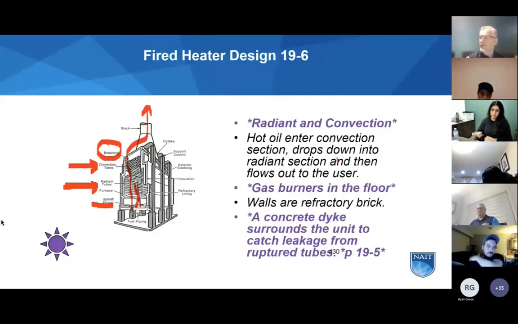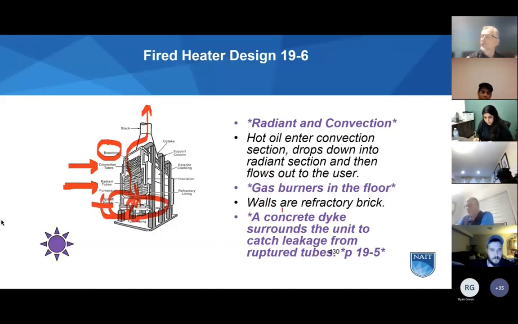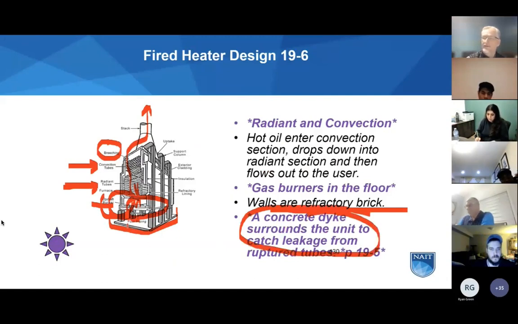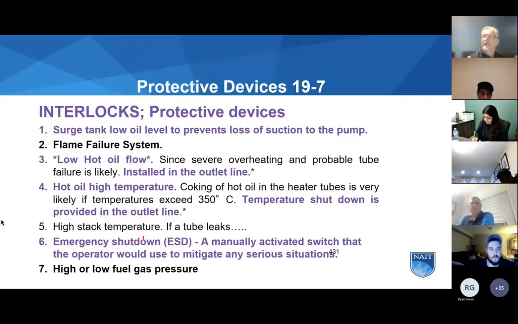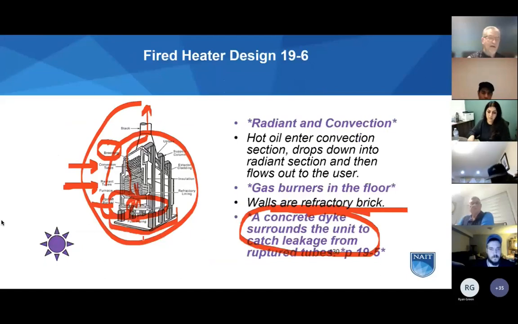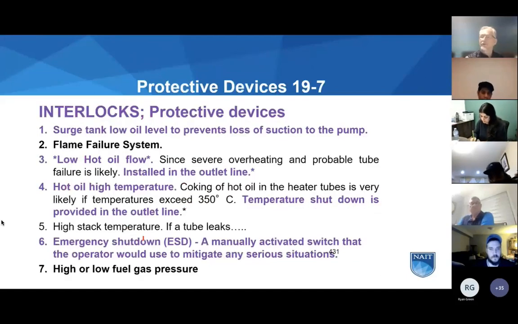Okay, radiant and convection: hot oil enters the convection section first and then flows down through the radiant tubes, goes out to the user. The gas burners are here in the floor of the furnace. Walls are brick or refractory. Something important: we might have hot oil, burning fire, leaking stuff, so we're going to have a concrete dike around this. In case there's any leakage, the fire is going to be concentrated. We don't want hot oil flowing out across the ground all over everywhere.